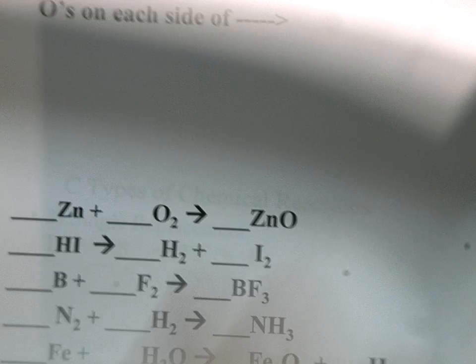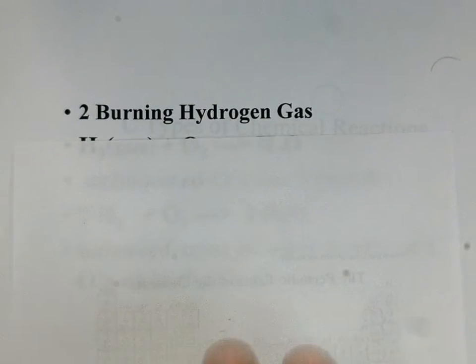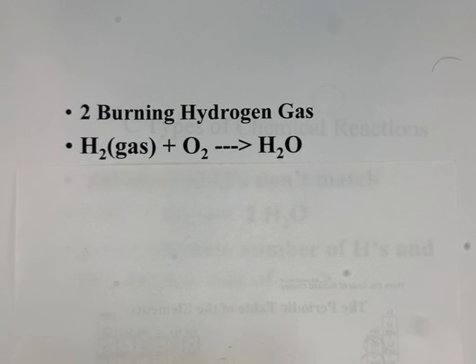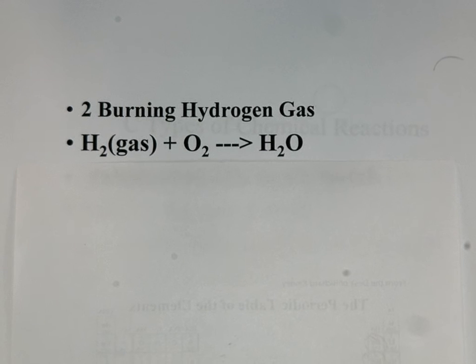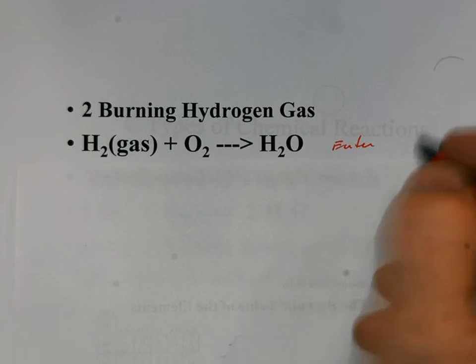So let's do a practice problem here. Burning hydrogen gas. This will be an example. I'd like you to write this down. This is what we would call the skeletal equation, meaning it hasn't been balanced yet. So go ahead, hit enter, and let them get that written.